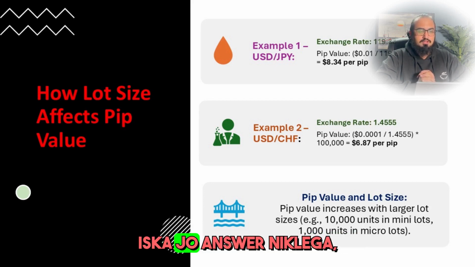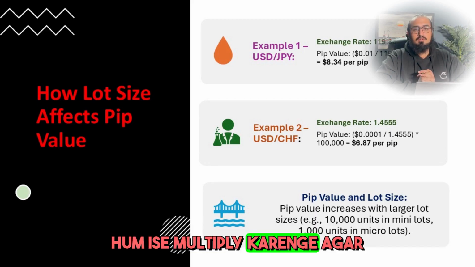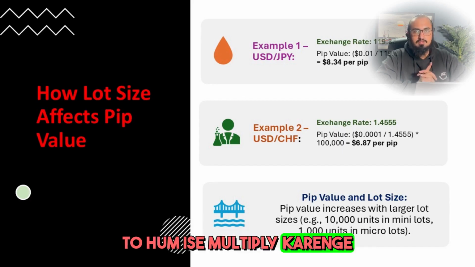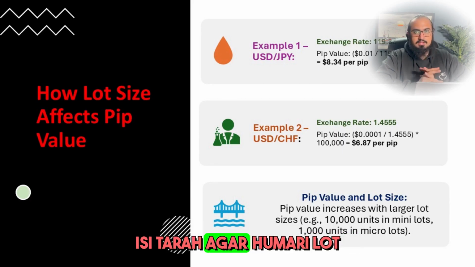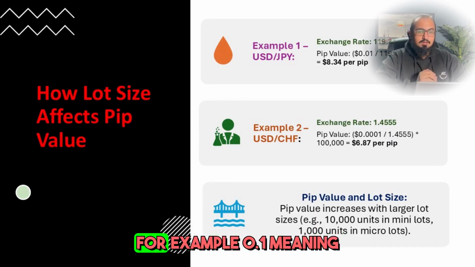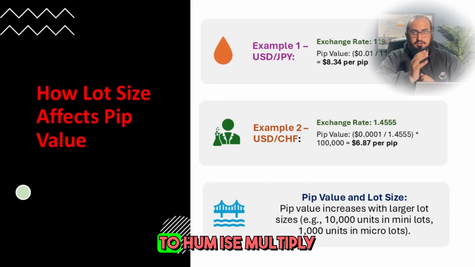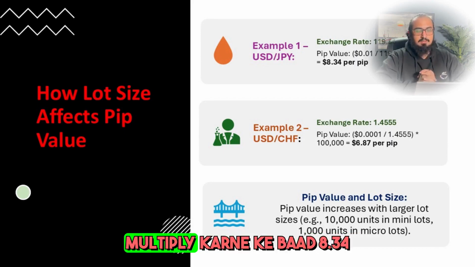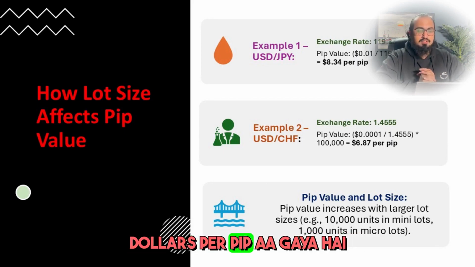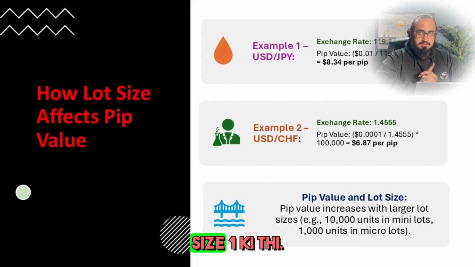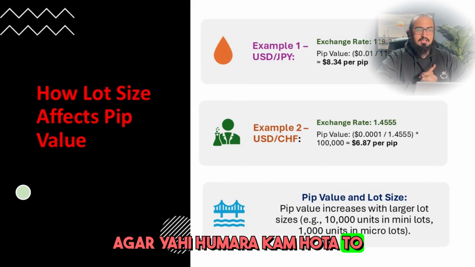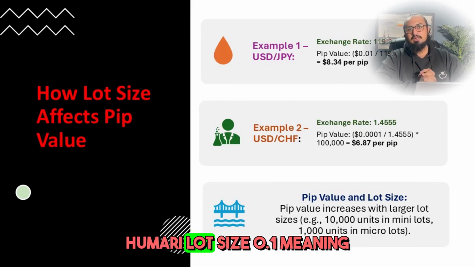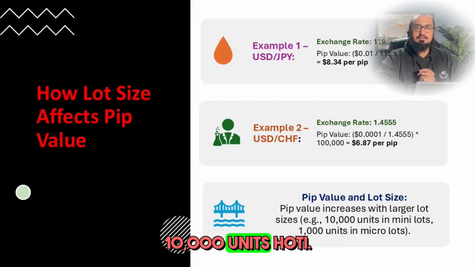So now what will we do with that? We will divide that 0.01 by 119.8. Then whatever answer comes out, we will multiply it. For example, if we are using one standard lot, we will multiply it by 100,000 units. Similarly, if our size is smaller, for example 0.1, meaning 10,000 units, then we will multiply it by 10,000. So in this example, after multiplying by 100,000 units, we got $8.34 per pip, where our lot size was 1. And if it was less, it would have been $0.834 per pip if our lot size were 0.1, meaning 10,000 units.